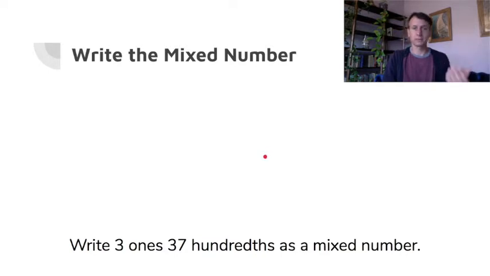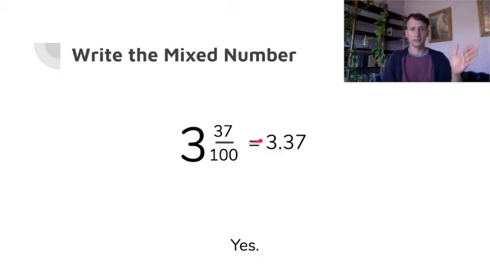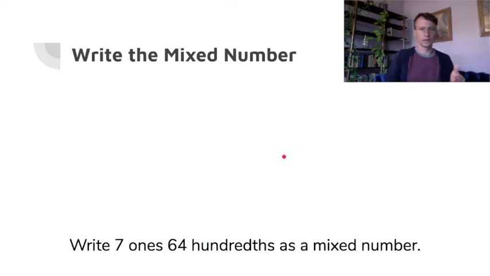Okay, as a mixed number, it's going to be written in fractional form exactly the way we read it there. 3 ones, 37 hundredths. Now as a decimal, 3 and is our decimal point, 37 such that it ends in the hundredths place. 3 and 37, where are we? Hundredths. Excellent.